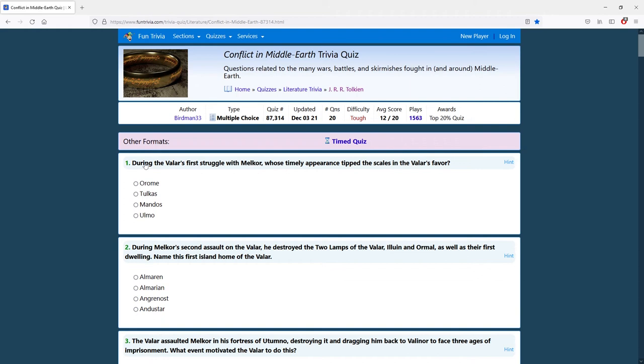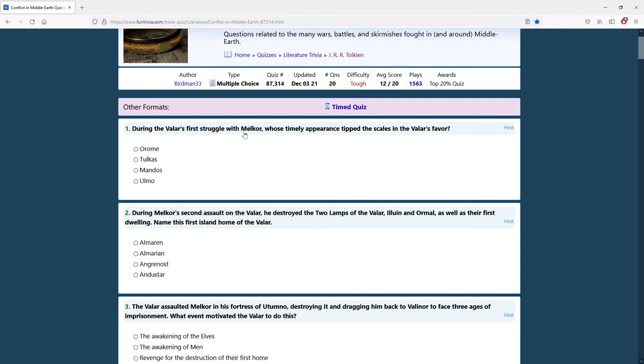During the Valar's first struggle with Melkor, whose timely appearance tipped the scales in the Valar's favor? Oromë, Tulkas, Mandos, Sulmo. I'm guessing it's Tulkas because he was the champion. Oromë was the hunter. I'm going to say Tulkas.